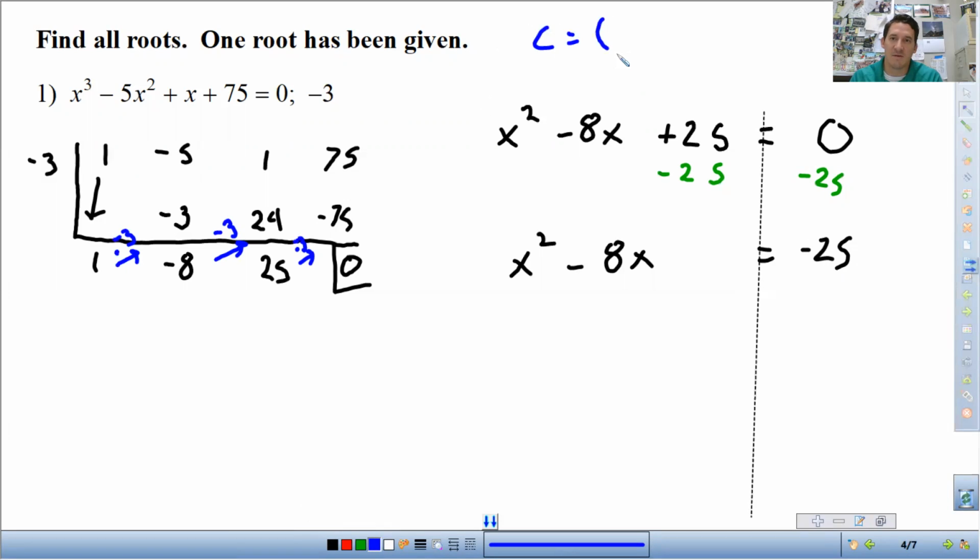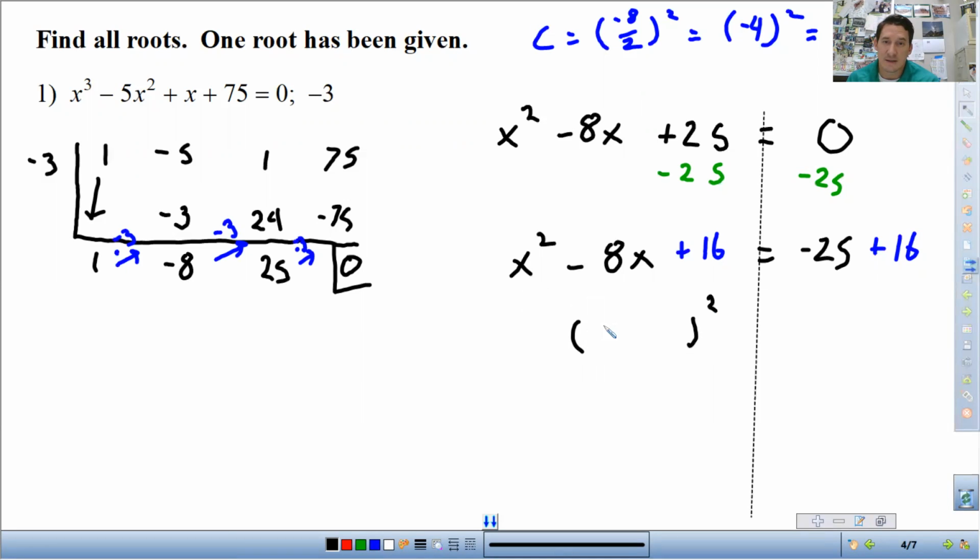It's becoming a little bit of a mess to complete the square. So it's negative 8 divided by 2, squared. Negative 8 divided by 2 is negative 4, squared is 16. I'm going to add 16 to both sides. This side here factors to x plus or minus half this middle term. So half of 8 is 4. Since this is minus, it's going to be minus here, is equal to negative 25 plus 16, which is negative 9.